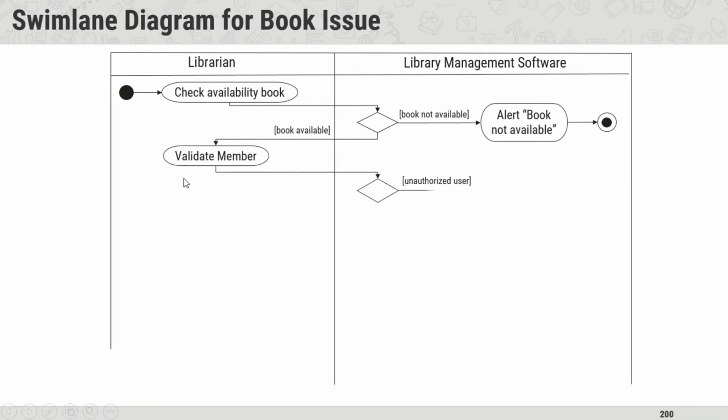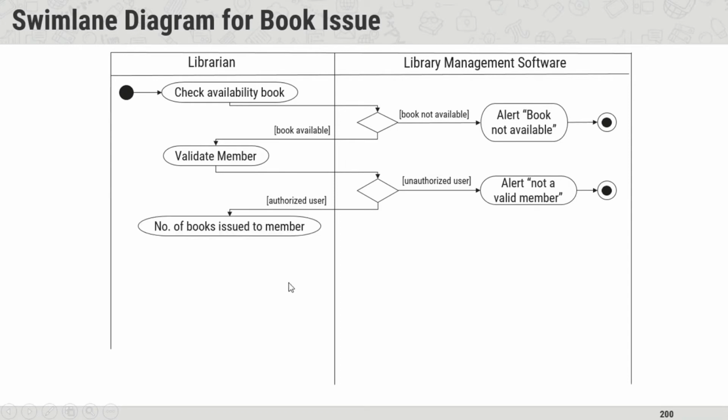So the next thing is that while validating the members, the librarian will allow the LMS to see whether that user is an authorized user or an unauthorized user. If the user is not authorized, the library management system itself will give the alert that that is not a valid member. If that is an authorized member, it will give control to the librarian, so that he or she can issue the book.